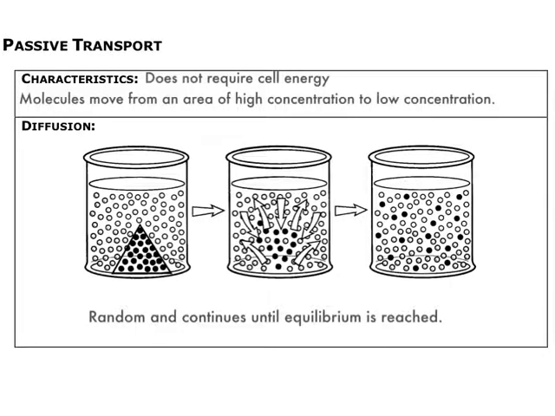Passive transport is the first type of transport we're going to look at. There's two major groups, passive transport and active transport, and we're first going to look at passive. There are two characteristics that make up passive transport. Number one, it does not require any cell energy. It happens without cell energy. Number two, molecules move from an area of high concentration to an area of low concentration.